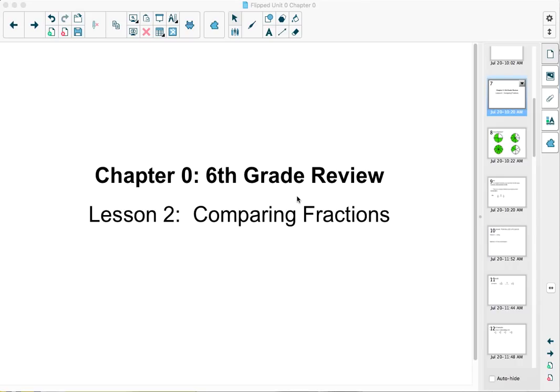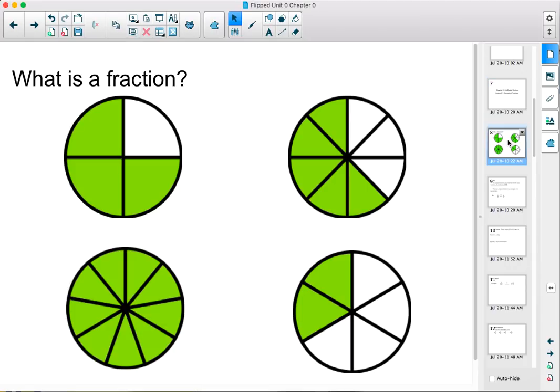This is our second lesson in Chapter 0, our 6th grade review. This lesson is going to be about comparing fractions. And this lesson has a lot of important stuff with fractions. So if you're not somebody who is feeling very confident about doing operations with fractions, this is a very good intro lesson to kind of review some things. So let's get right to it.